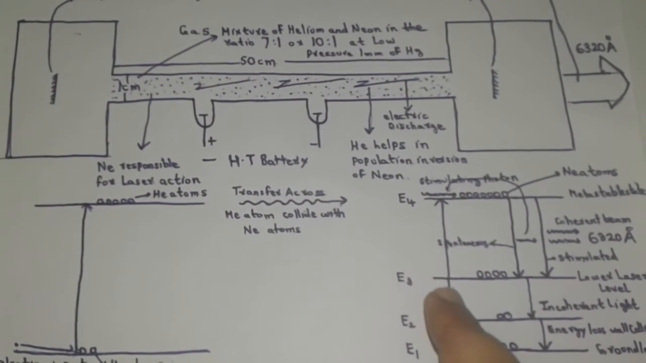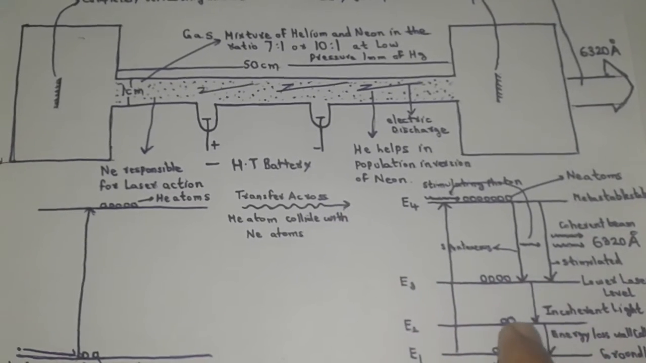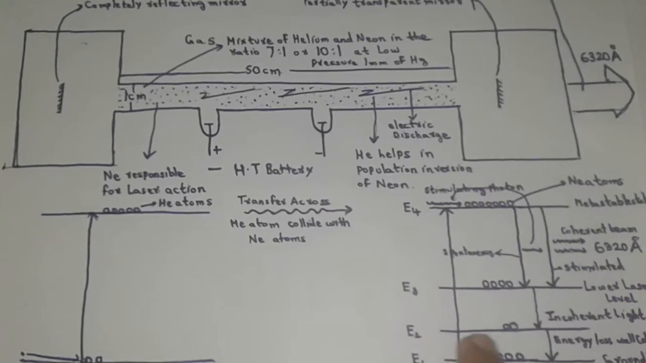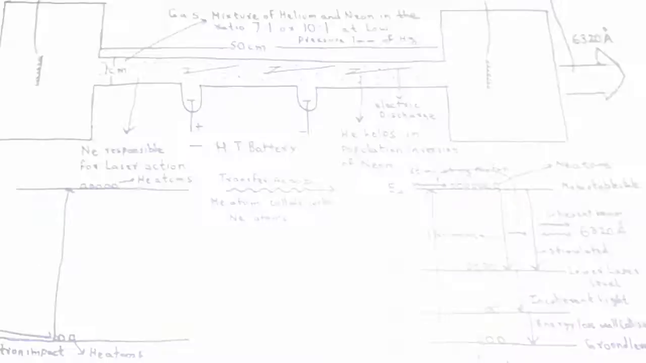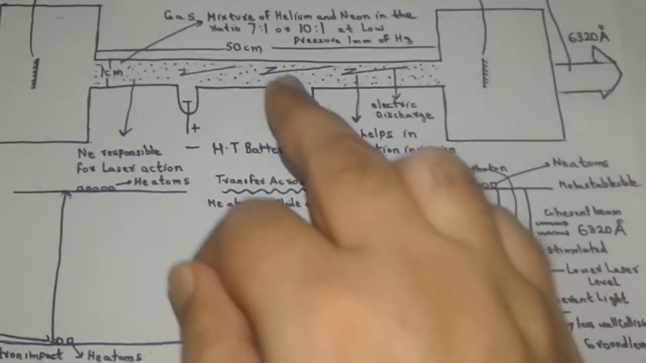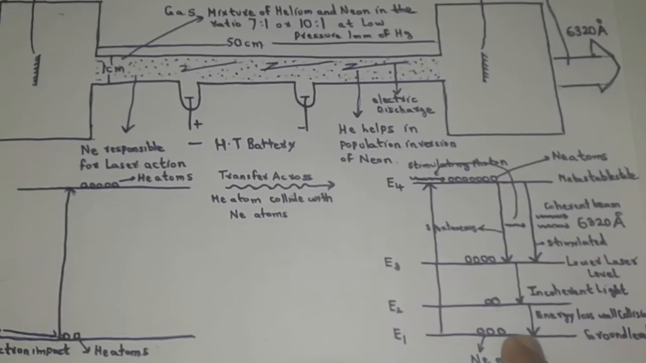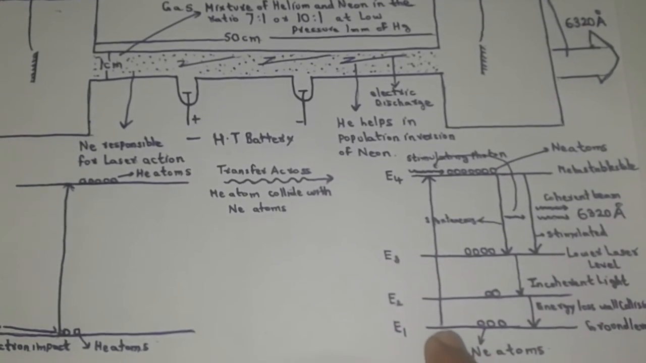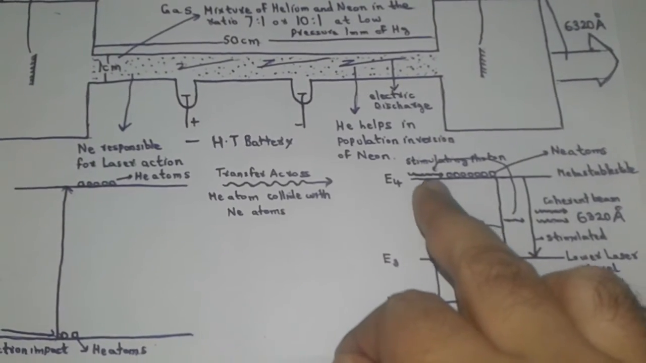The neon atoms in lower laser level E3 spontaneously decay to energy level E2 by emitting incoherent light. The neon atoms lose the rest of their energy by colliding with the walls of the tube and ultimately get de-excited to their ground level E1 to be pumped back again to their respective metastable state E4.